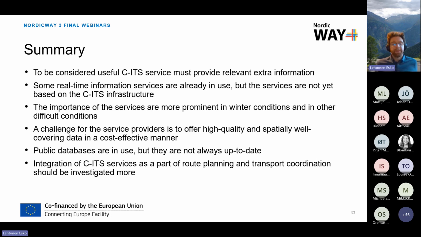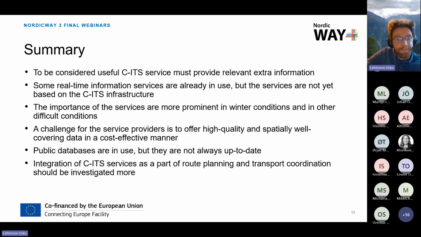So yes, we are coming to the summary. To be considered useful, a CITS service must provide relevant extra information in addition to what is already available. Some real-time information services are already in use, but the services are not yet based on the CITS infrastructure. That was one of the observations at the moment. They are more like map-based information, or might be manually inserted to the service. The importance of the services is more prominent in winter conditions and in other difficult conditions for the drivers.